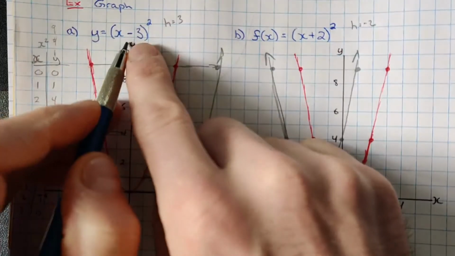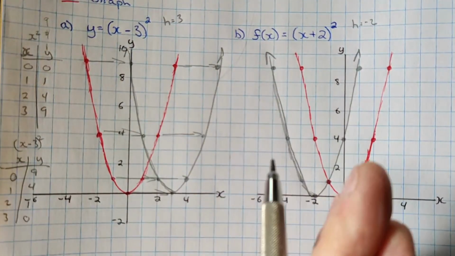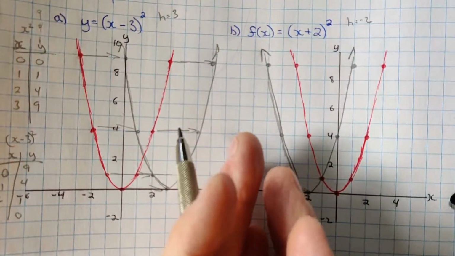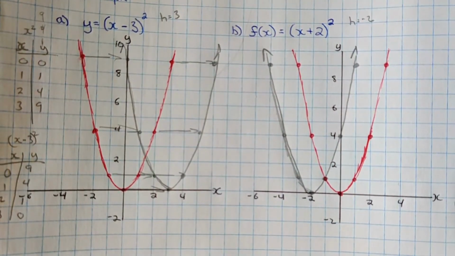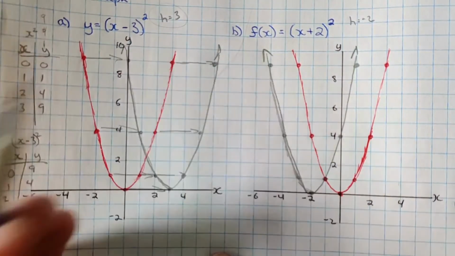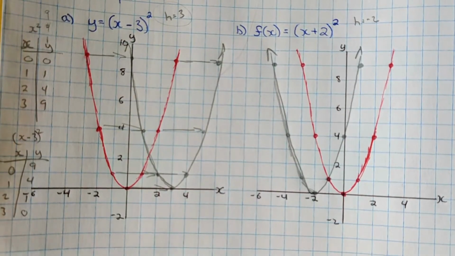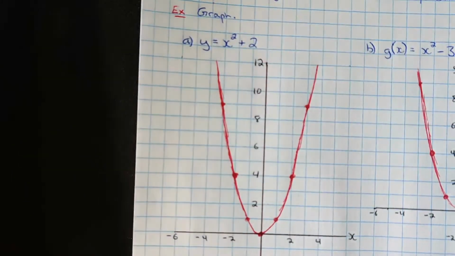So if we got a negative value here, it shifts every point over by that value. Here it shifts every point back by that value. So positive h goes to the right, negative h goes to the left. If we flip the page here, now we'll look at the k value.